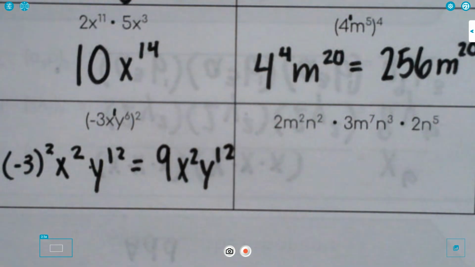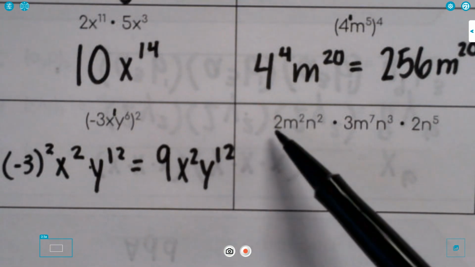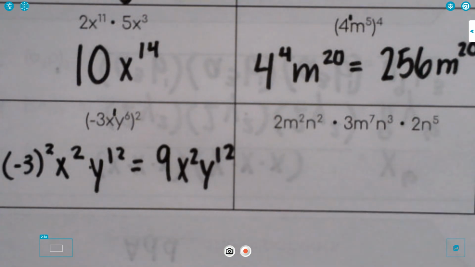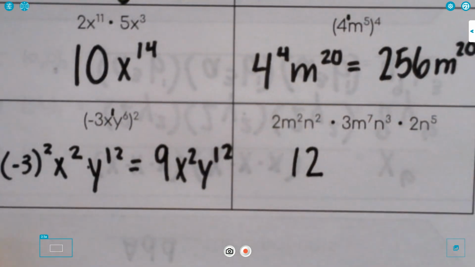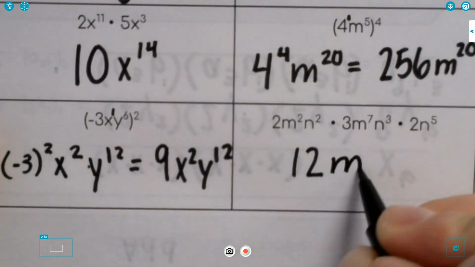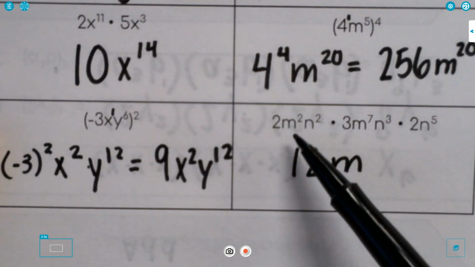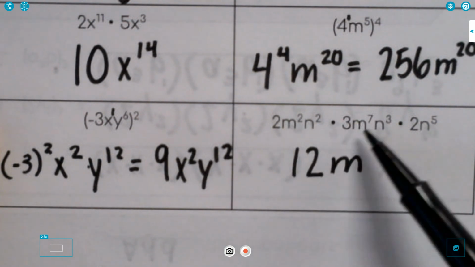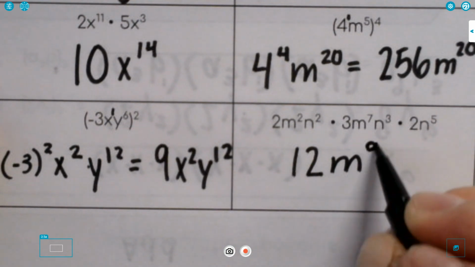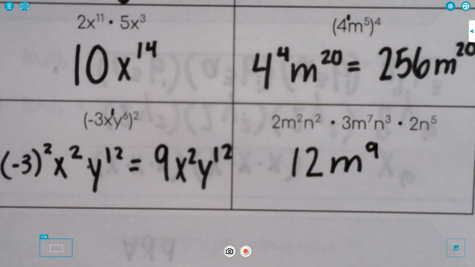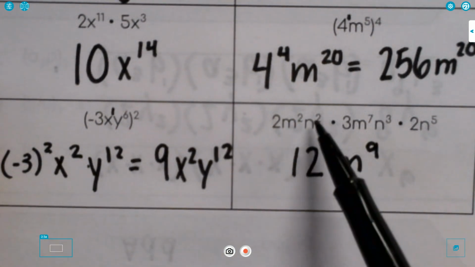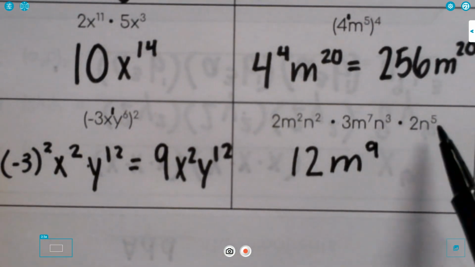Hey, very last one for today. We are going to multiply the normal numbers like normal numbers. We're back to product rule. So 2 times 3 is 6, times 2 is 12. I'm going to add my exponents on my m's, as in margarine. Why is that the first word I thought of? 2 plus 7 is 9. And then on my n's, as in nectarine, 2 plus 3 is 5, plus another 5 is 10.